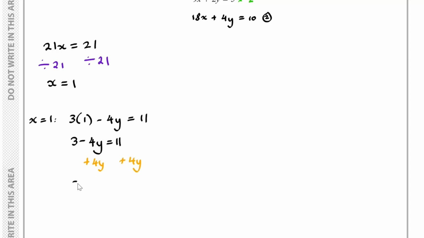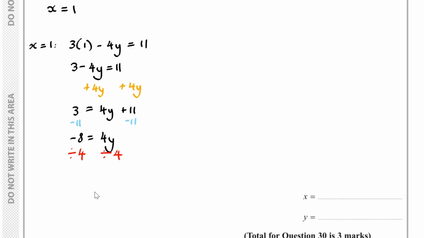So we have 3 equals 4y plus 11, and if I subtract 11 from both sides, we see that we have minus 8, which is equal to 4y, and now if I divide both sides by 4, we see that y is equal to minus 2. So we have minus 2, which is equal to y. So y is equal to minus 2, x is equal to 1. So that's the end of the paper.